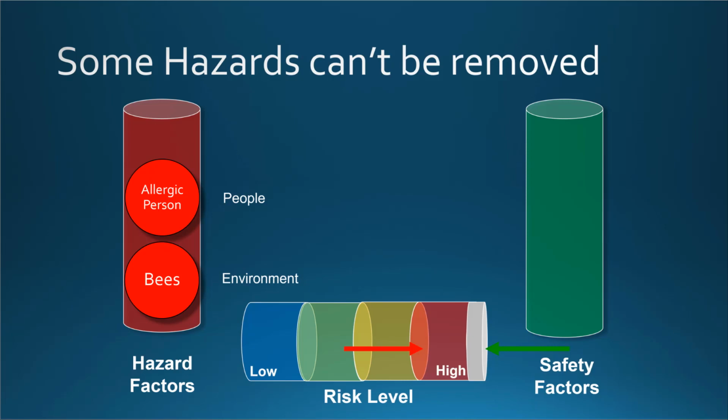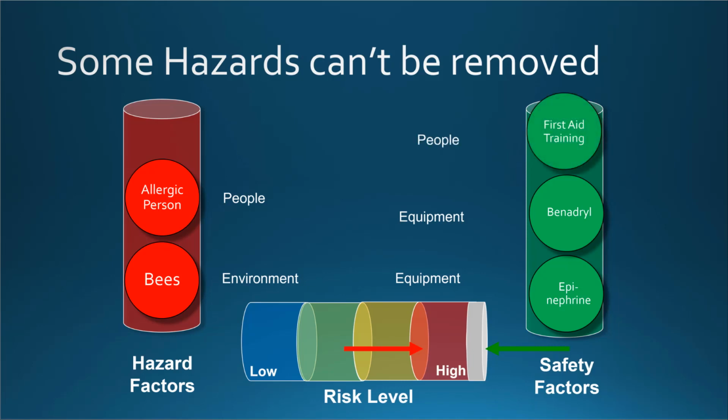Now, there's nothing that we can do to eliminate those hazards. So the only place that we can operate to reduce the risk is on the safety factors. And one of the things that you can do is have epinephrine, an EpiPen, available as a piece of equipment. There are also drugs like Benadryl, antihistamines, that can be an important equipment-related safety thing. And finally, you have to have training. Staff need to be properly trained on how to recognize the signs and symptoms of anaphylaxis, an acute allergic reaction, and how to treat it.